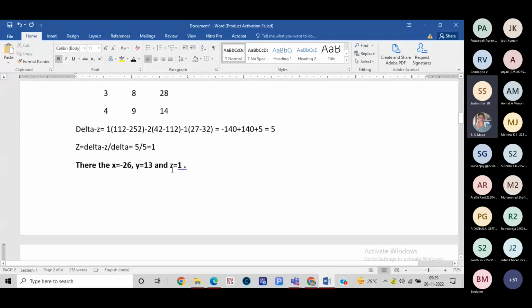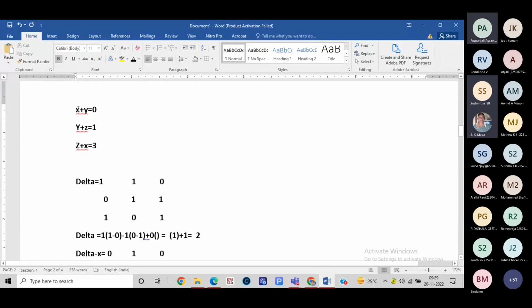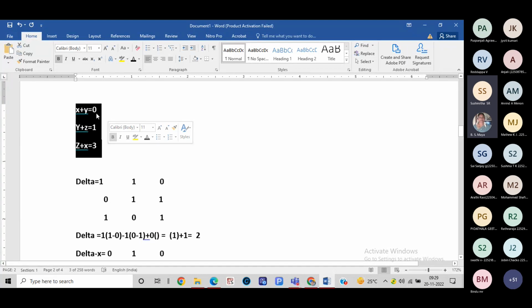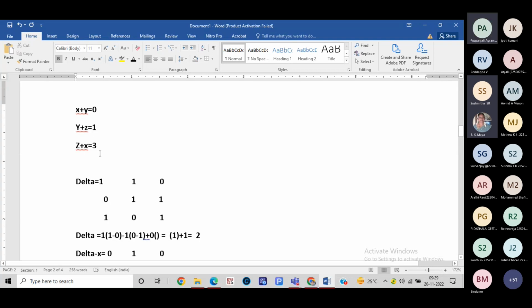Is my screen visible? Yes, ma'am. The same question. Observe: x plus y is equal to 0, y plus z is equal to 1, z plus x is equal to 3. All of you have written this question, right? See, we have an unknown value z. Only to confuse the student that question is given. The z value is not given. What is the value of z?